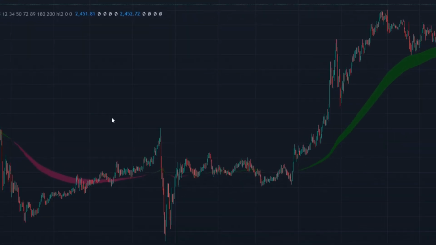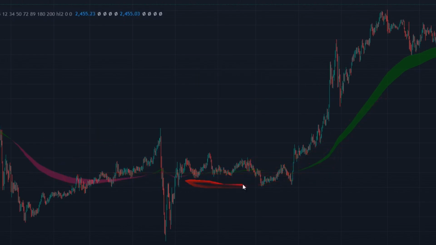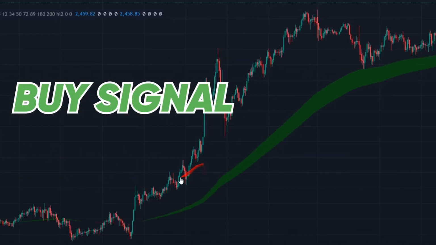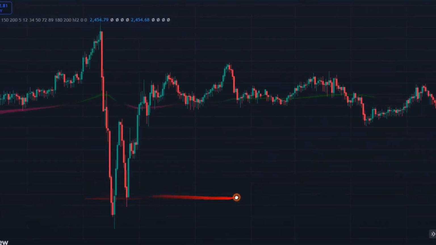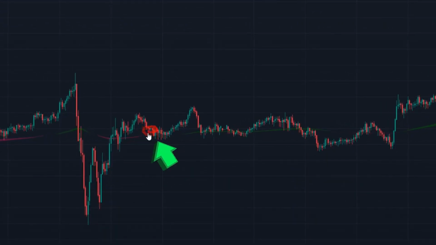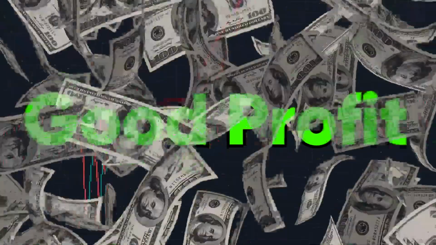As you can see in the image, this indicator creates clouds that are colored green and red. And based on the color change of these clouds, we can enter buy or sell trades. At the point where the clouds of this indicator change from red to green, we can consider this color change as a buy signal and enter a buy trade at these points. For example, here you can see that the cloud changed from red to green at this point, and we can open a buy trade here to achieve good profits.